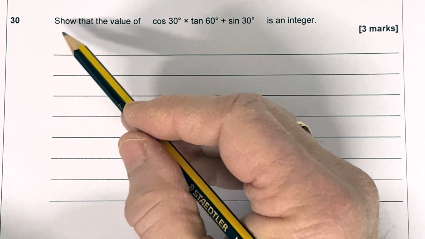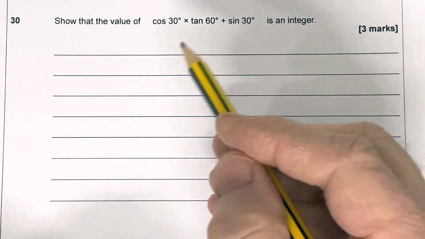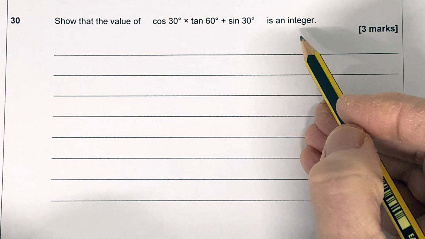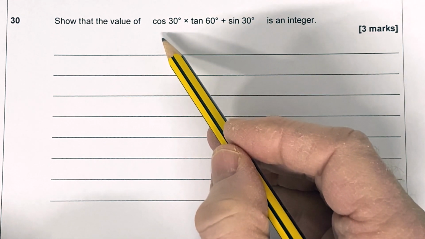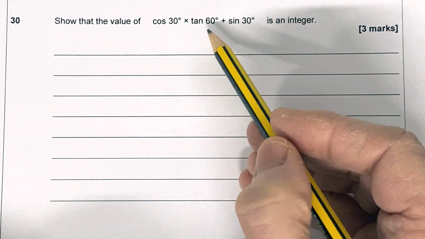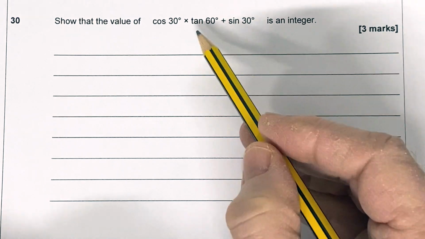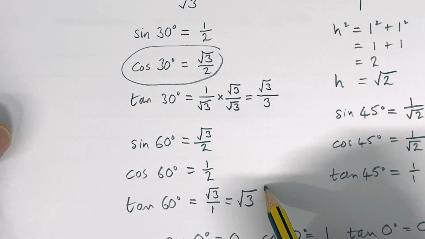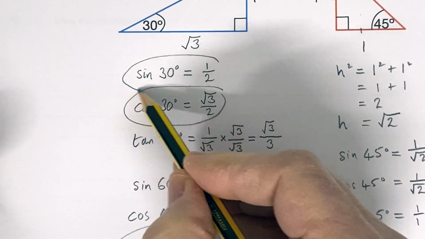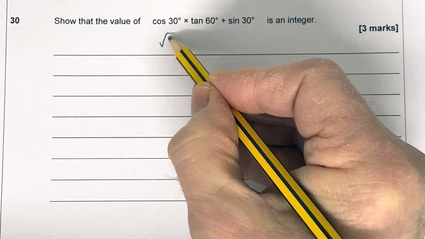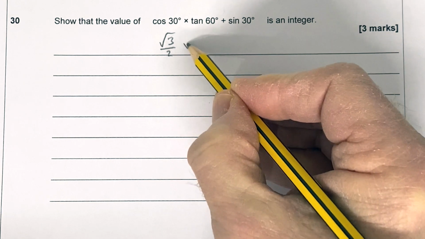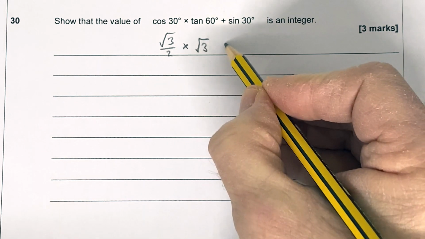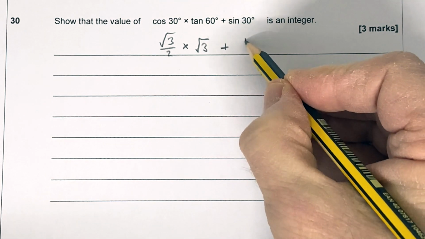So here is a recent GCSE maths question using the information that we've just learnt. You might look at it and think, I've got no idea where to start. But now you've seen those triangles, you've seen how to find cos 30, tan 60, and sine 30. It's actually quite a straightforward question. We need cos 30, we need tan 60, and we need sine 30. Cos 30 is root 3 over 2, and that is multiplying tan 60 degrees. Tan 60 is simply root 3, and then we're going to add sine 30, which is a half.